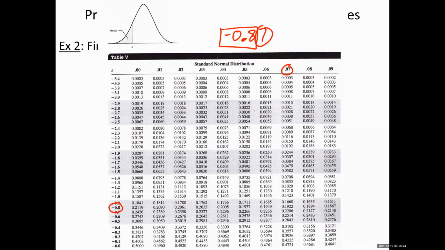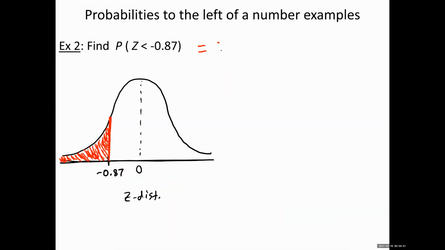Then you're going to go from the negative 0.8 to the right, like this. Then you go from the 0.07 down until these two lines meet. It looks like they're meeting at the number 0.1922. Okay, so that's the answer, 0.1922. That's all you do. Draw a picture, and look it up in the table.